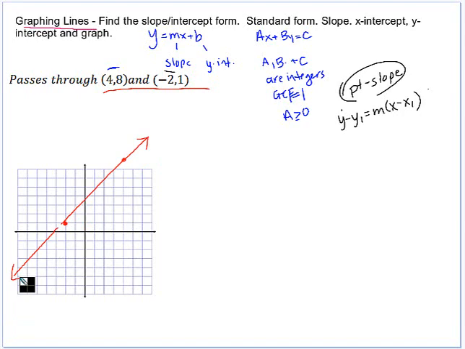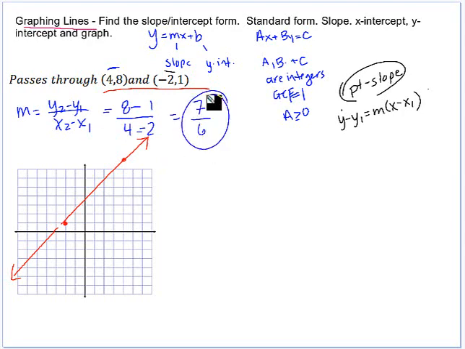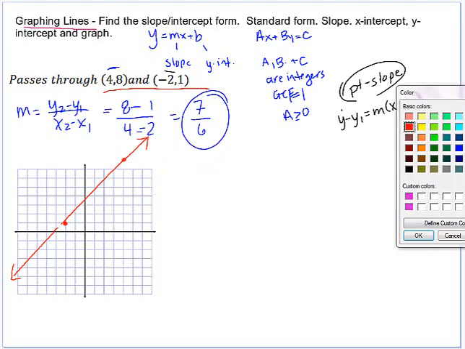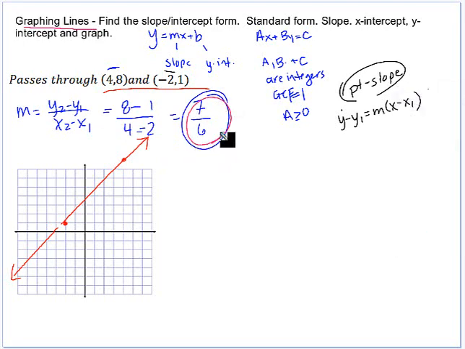Once we have that, we can certainly go ahead and find the slope between the 2 points by using our slope formula, which is y2 minus y1 over x2 minus x1. So here, this would be 8 minus 1 over 4 minus a negative 2, which then gives us 7 over 6. So this is our slope. Now that we have the slope, we can use the slope that we have with one of the points. I'm going to choose 4, 8, and we can put it over here into point slope form. So y minus 8 is equal to 7/6 times x minus 4.